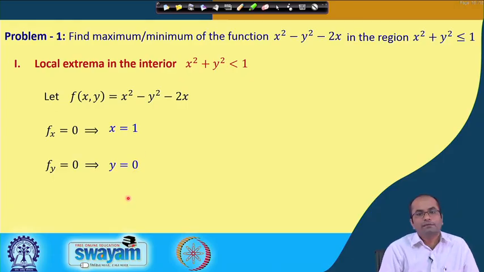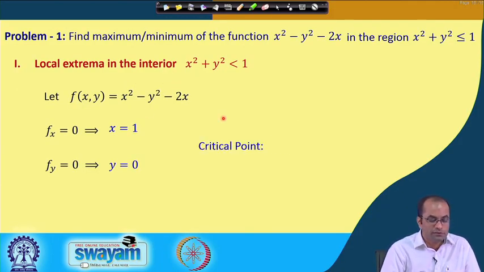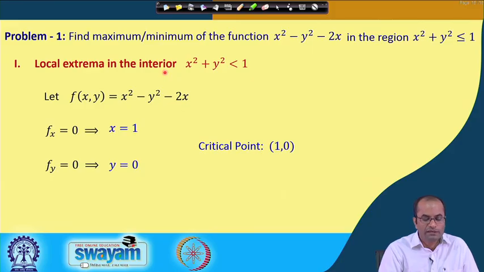So, the only critical point which we find for this, with the gradient of f equal to 0, is (1, 0). But this point (1, 0) does not fall in our interior. Indeed, this is a point on the boundary, but that will be automatically taken care of when we consider the boundary in the next slide.